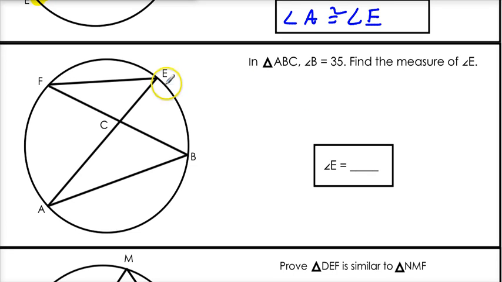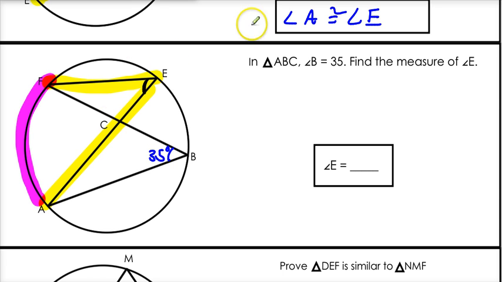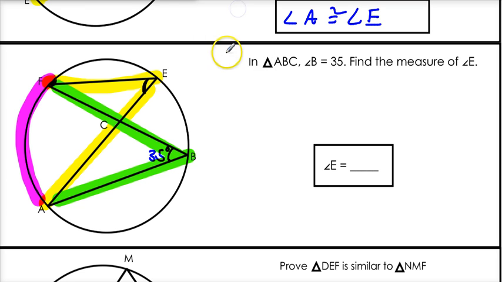So let's take a look here. In triangle ABC, which is right here, we know angle B is 35 degrees. Okay? We want to find the measure of angle E, which is over here. Well, if you look at this, we see that angle E intercepts the arc here, FA. And we also know angle B, which is right over here, intercepts the same arc. Since they intercept the same arc, we know they are congruent, so angle E is also 35 degrees. See, they both intercept this arc.